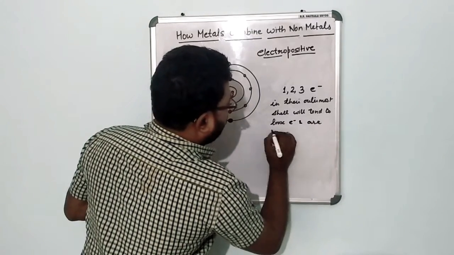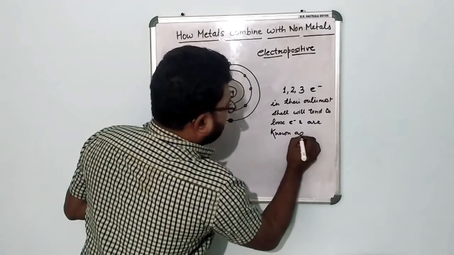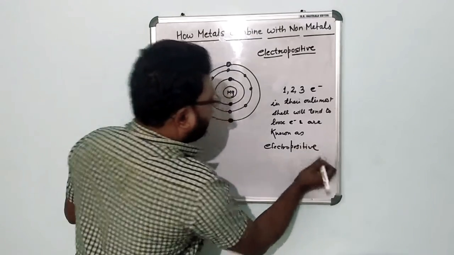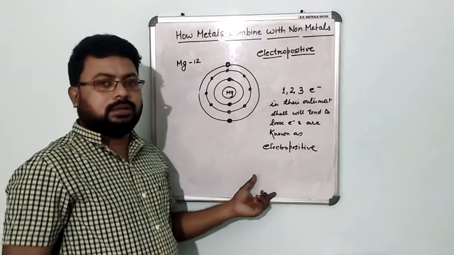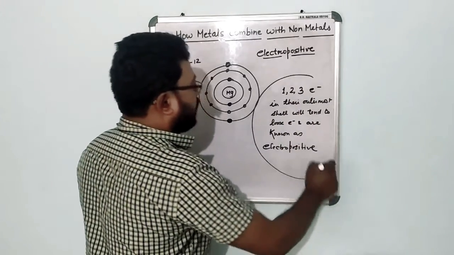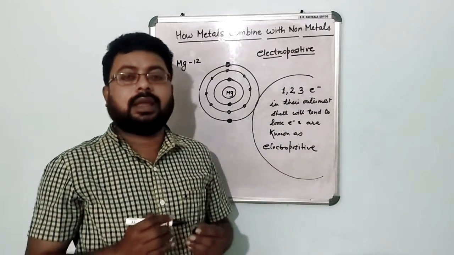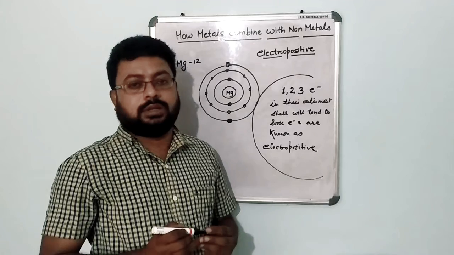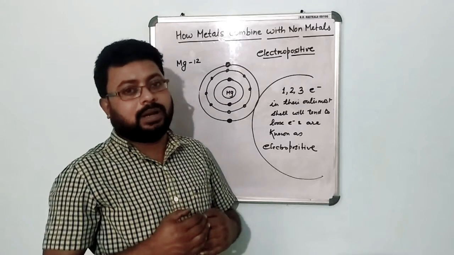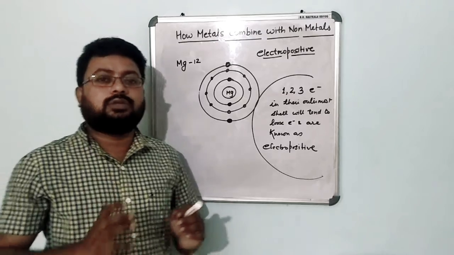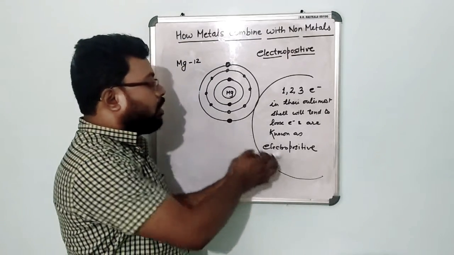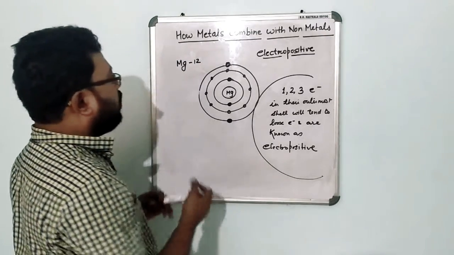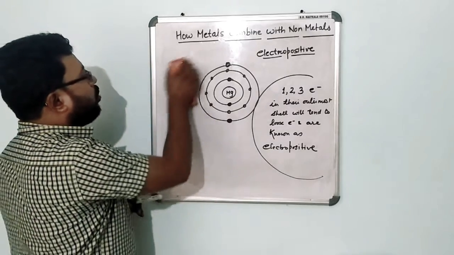and are known as electropositive. Okay, they are called electropositive elements. Okay, so this is something very important. So all the metals, they are electropositive. Okay, remember, every metal is electropositive. This is one of the basic characteristics of a metal, that metals always tend to lose electrons and they are always electropositive. Fine.